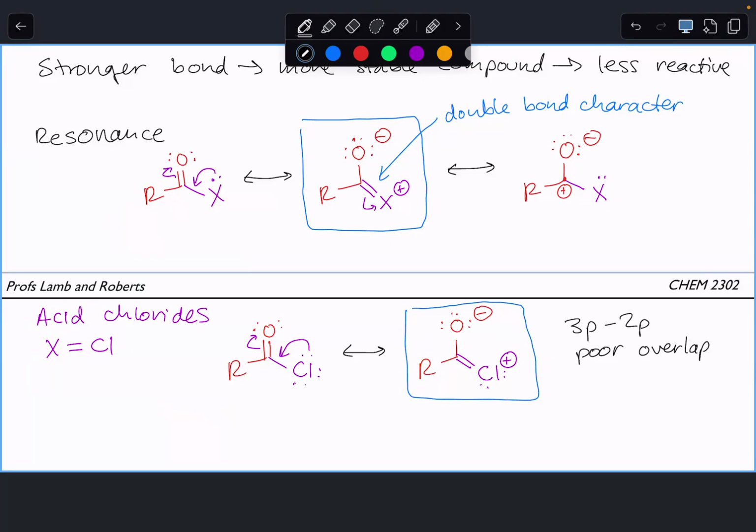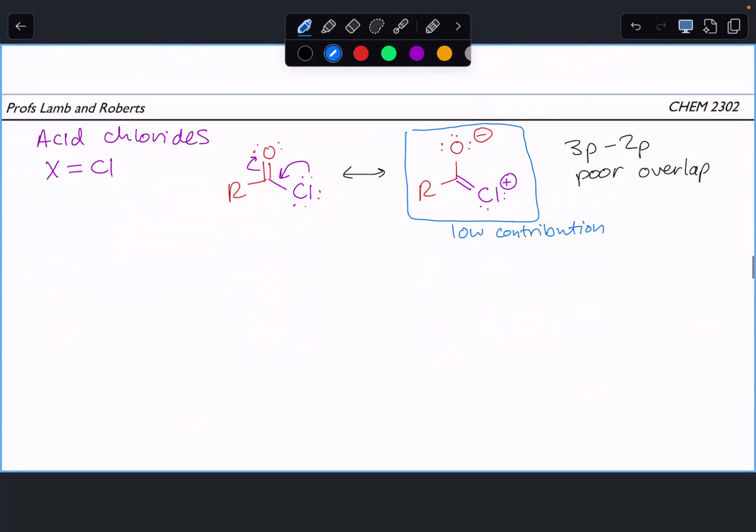Because it has poor overlap, this resonance structure has very low contribution. So there's not a lot of that double bond character because there's poor overlap, right? So it doesn't want to form that double bond very much. In addition to this poor overlap, we can also think about chlorine is also an electron withdrawing group, a pretty strong one. So it's really making that carbon more electrophilic. So for both of these reasons, acid chlorides are super, super reactive, okay?